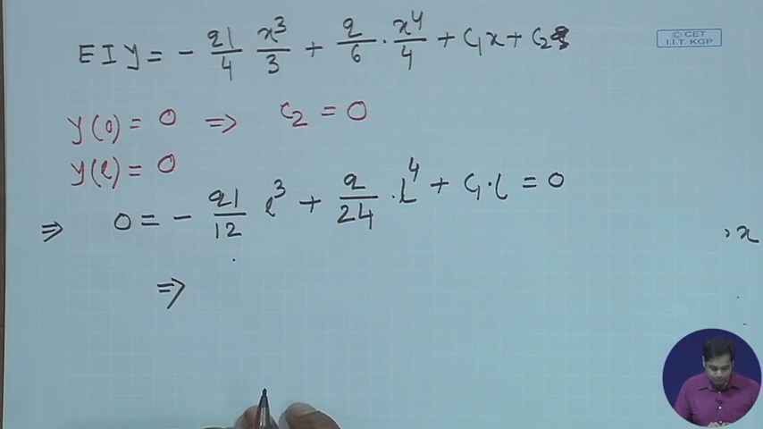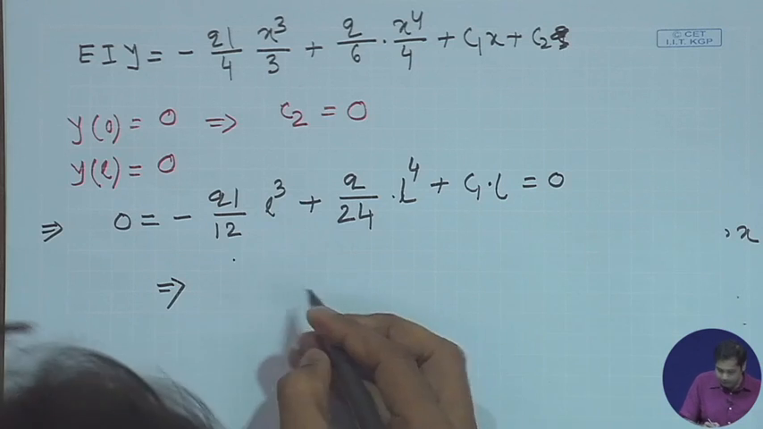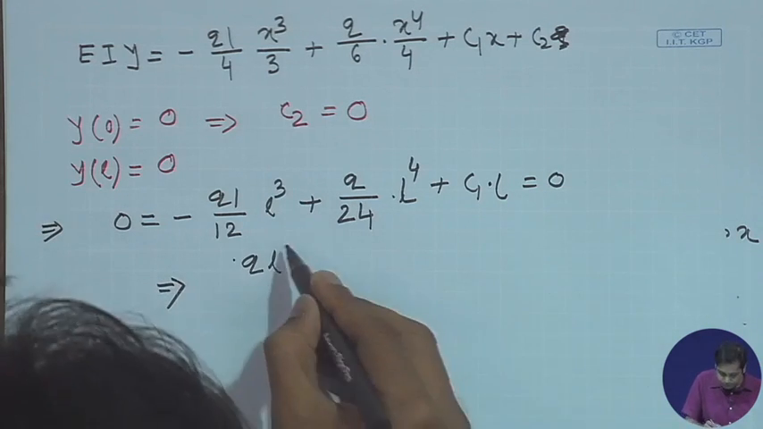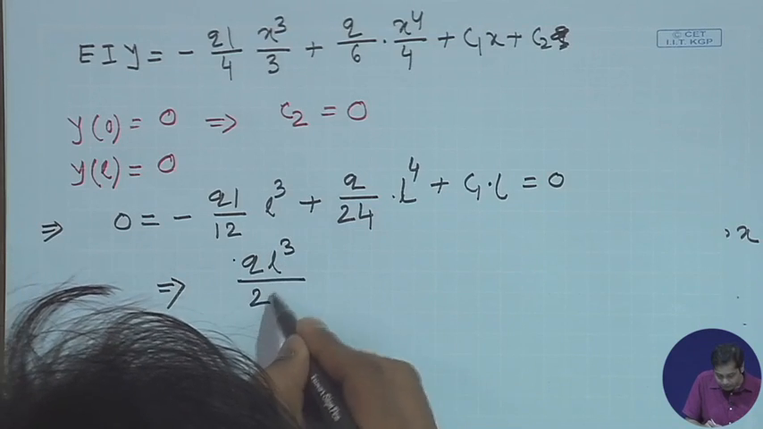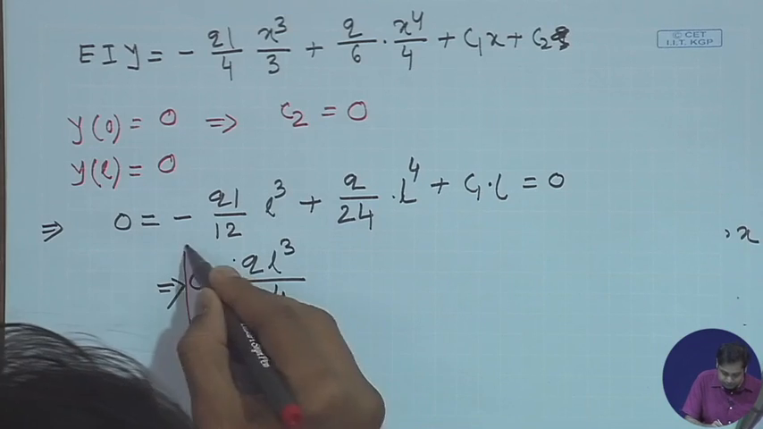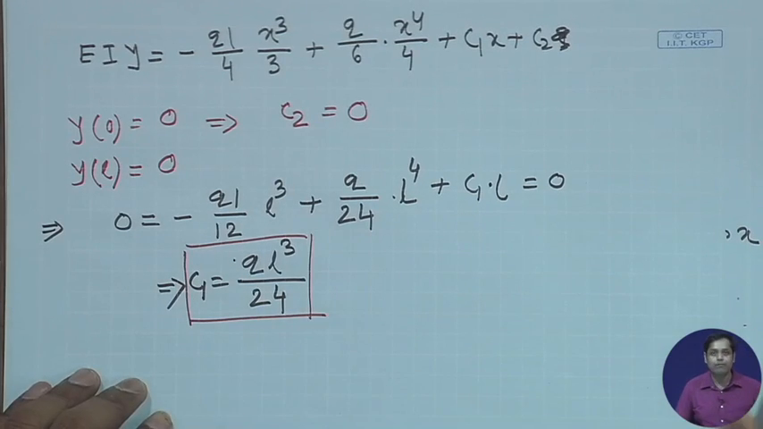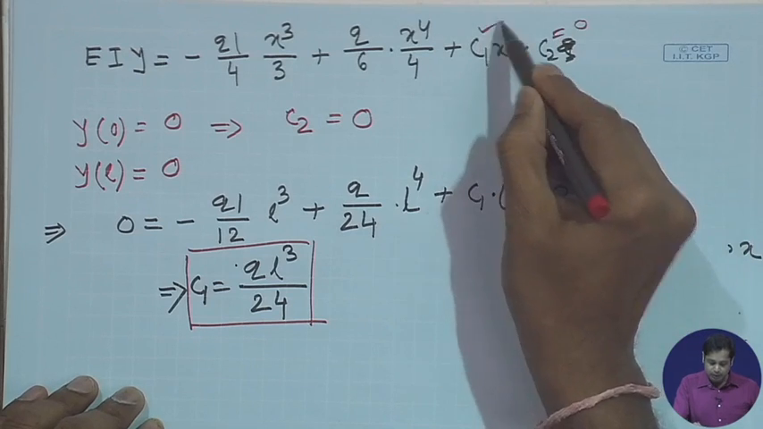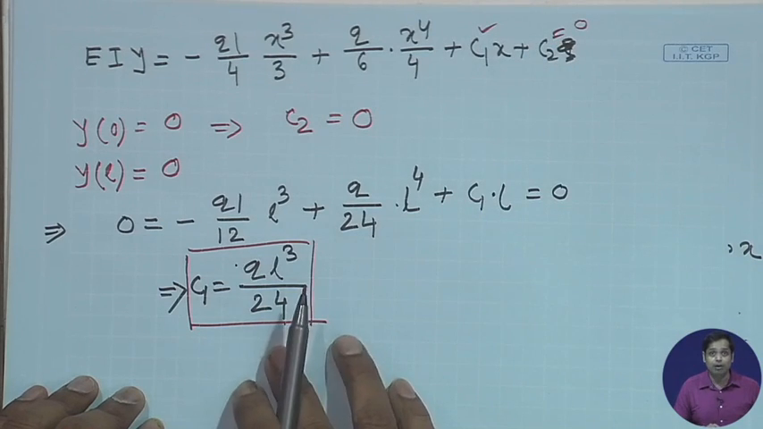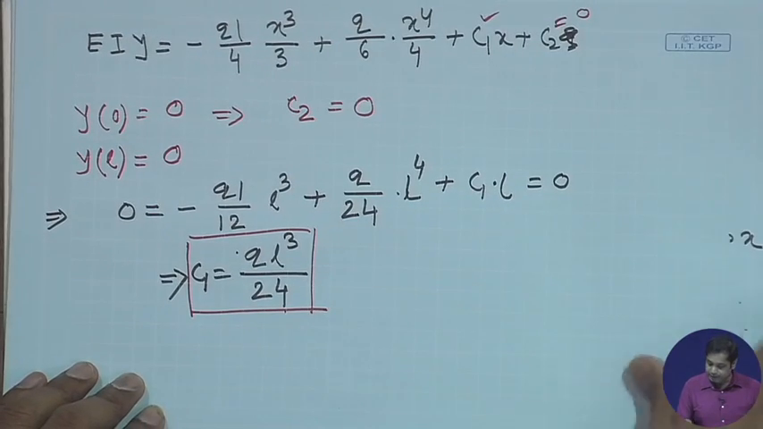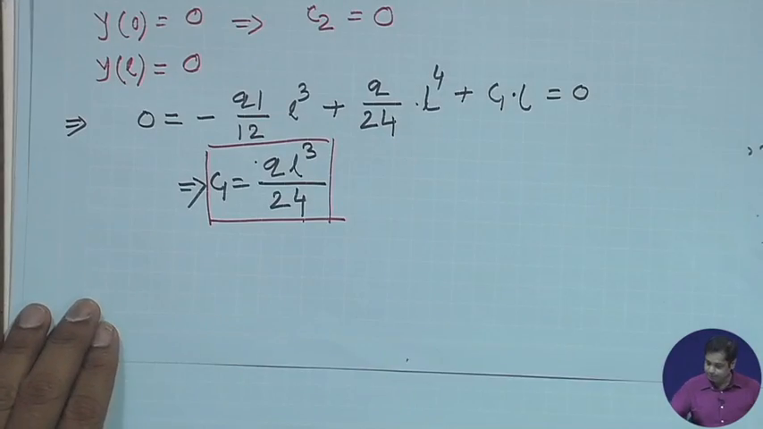If we calculate C1, then we get C1 equal to qL^3/24. Okay. Now, in this equation C2 is equal to 0 and C1 is equal to this. Now, substitute C1 in this equation. If we do that, what we get is this.